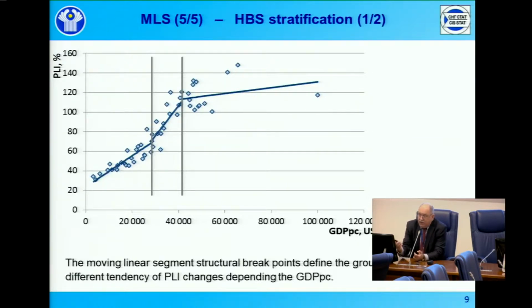So, the same scatter plot of points. Now we can see that three groups, which we call tendency groups, can be detected: the first one, the second one, the middle income, and the third one. This calculation was made for PLI. PLI is the price level index. This is a ratio of PPP to the exchange rate.